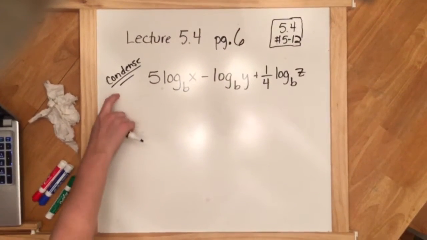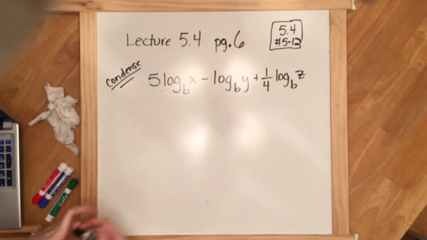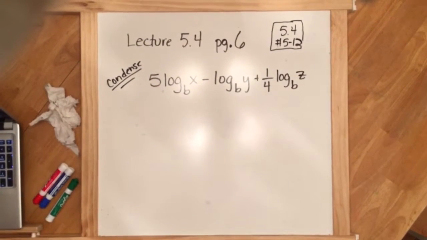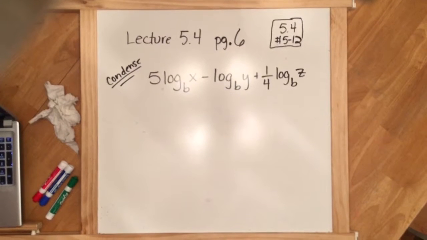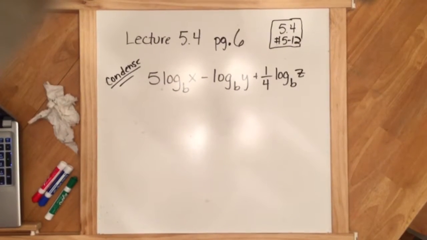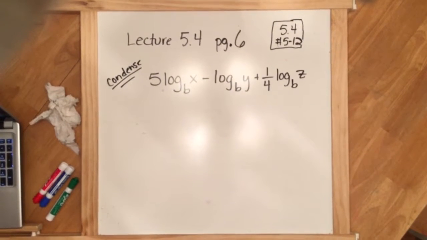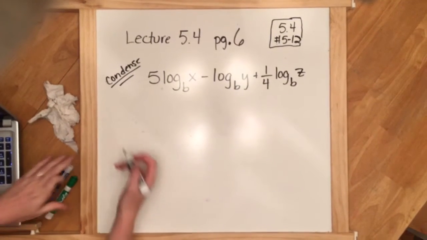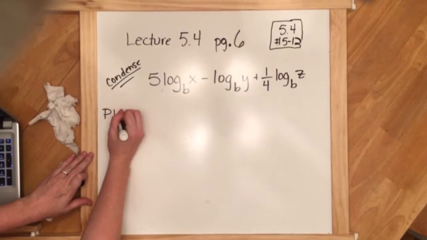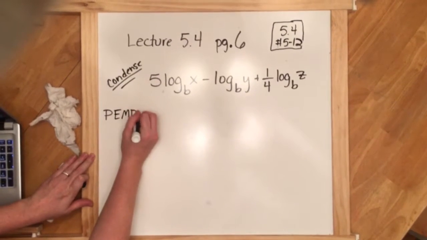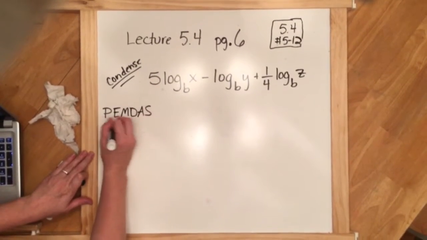And in this example, we are condensing. We are taking multiple logarithms and expressing them as a single logarithm. So you'll see that verbiage in the PDF file. We want to express this as a single logarithm. Well, since we are simplifying this, which we typically do in math, we're actually going to follow our order of operations the normal way.